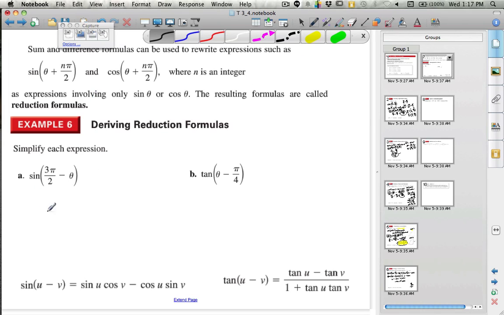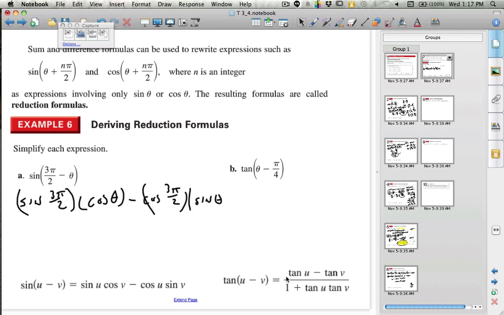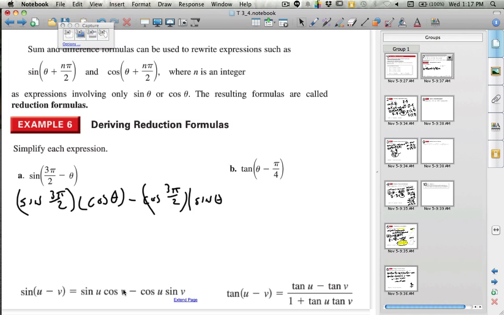All right, so I know I'm going to have the sine of 3 pi over 2 times the cosine of theta minus the cosine of 3 pi over 2 times the sine of theta. Let me move this guy over. It may have been ambitious to try to do 2 of these on a single slide.